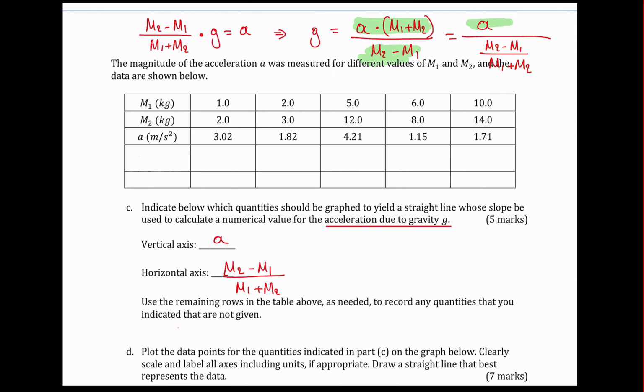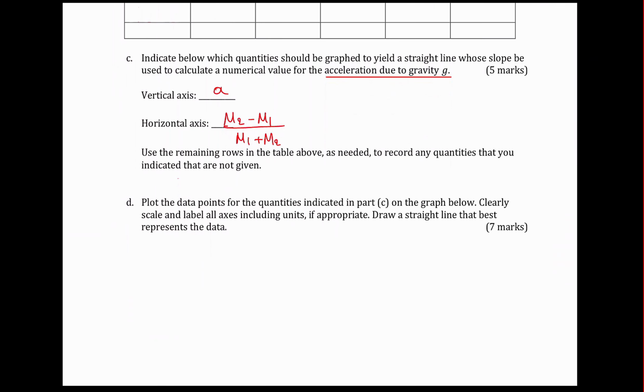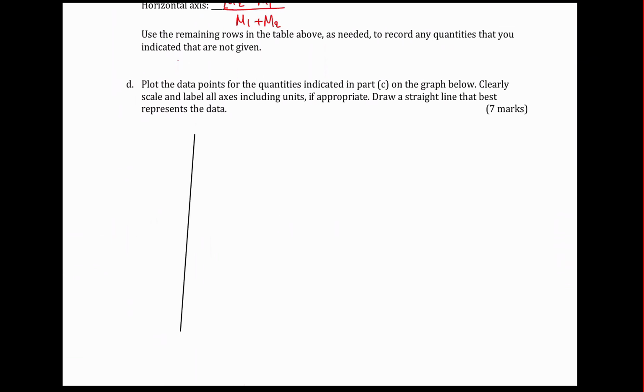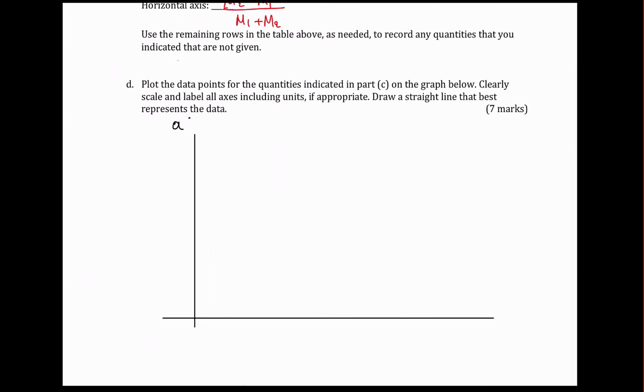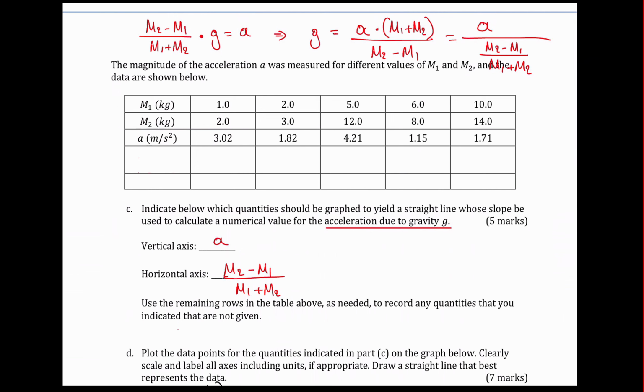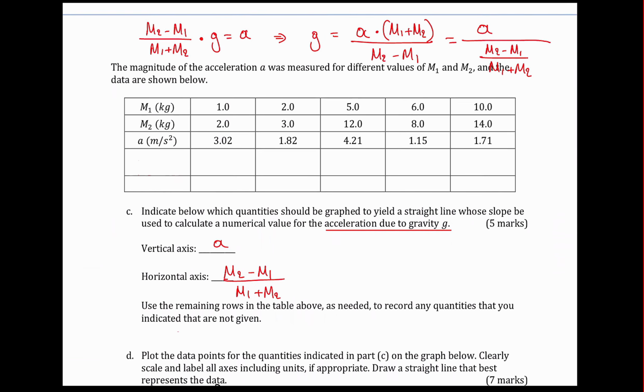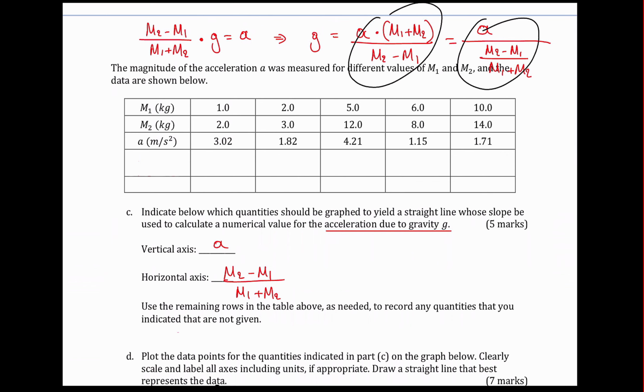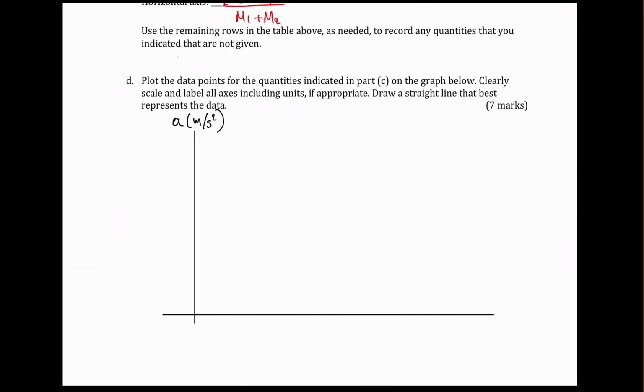And then we need to plot this graph. So we will need to draw the x-axis and the y-axis. On the y-axis, we said that we will use only the acceleration, measured in meters per second squared. And on the horizontal axis, we'll use the value m2 minus m1 divided by m1 plus m2. Again, any of these two could work. I prefer to work with the second one. And this is measured in kgs.